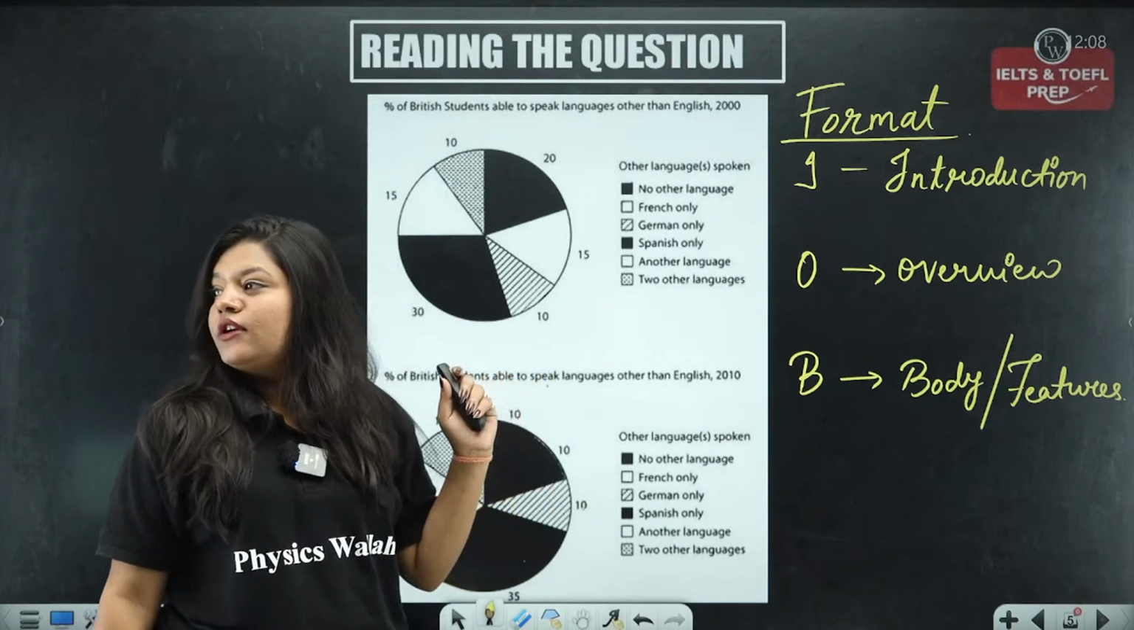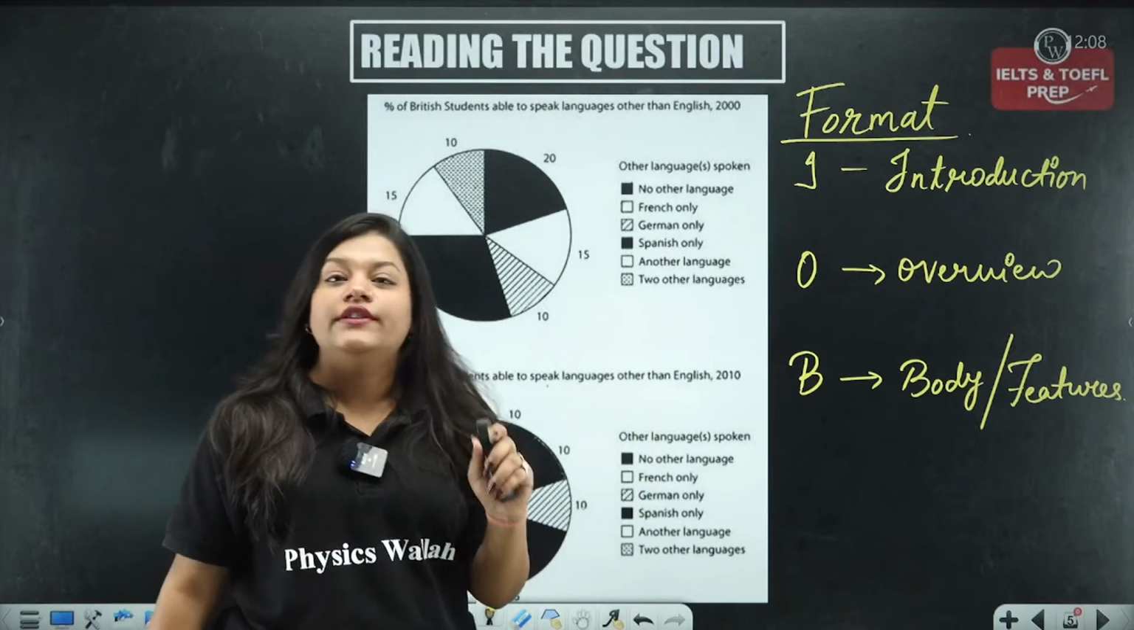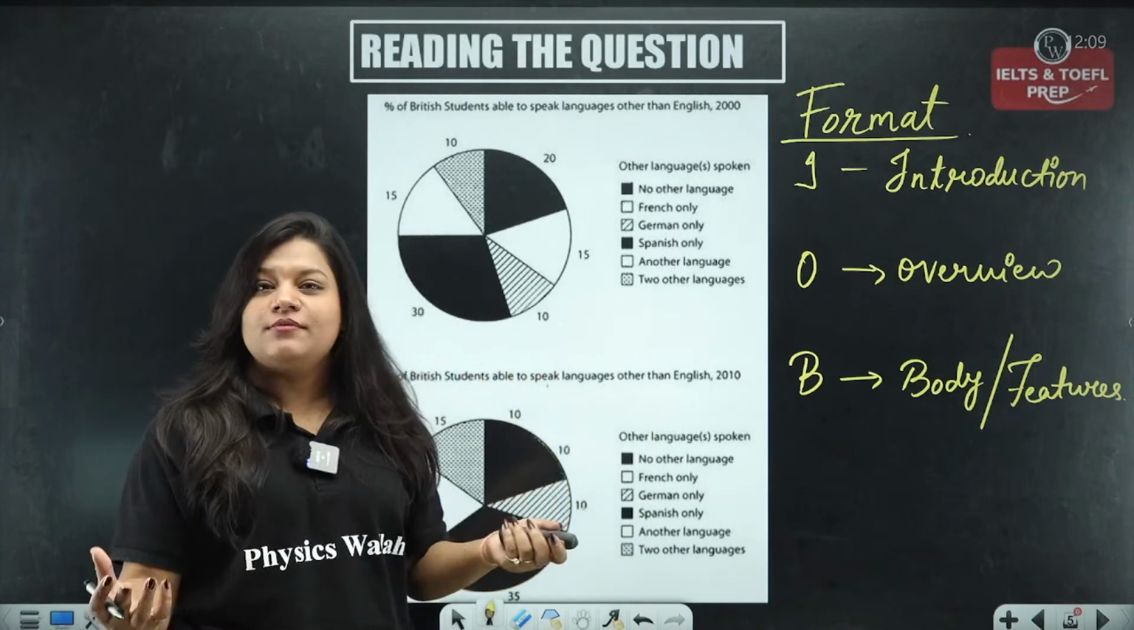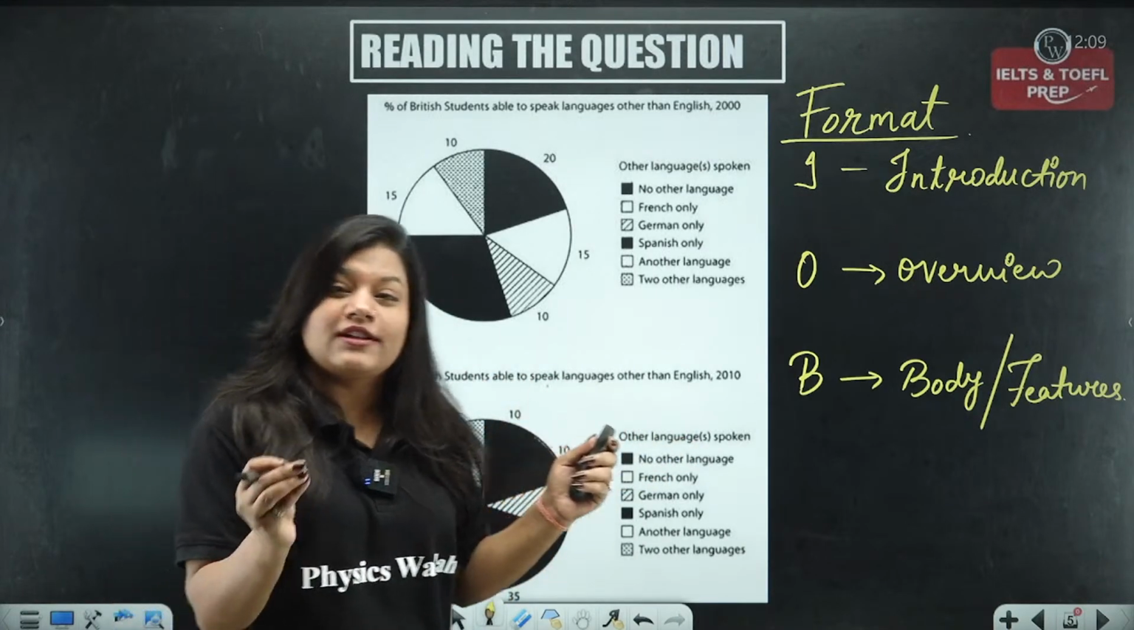Ma'am, there are 2 black spots in the pie chart. Does that mean both are the same? Okay, no, both are not the same. Allow me some time, I'll be explaining that to you as well. First of all, let's talk about the format as of now.